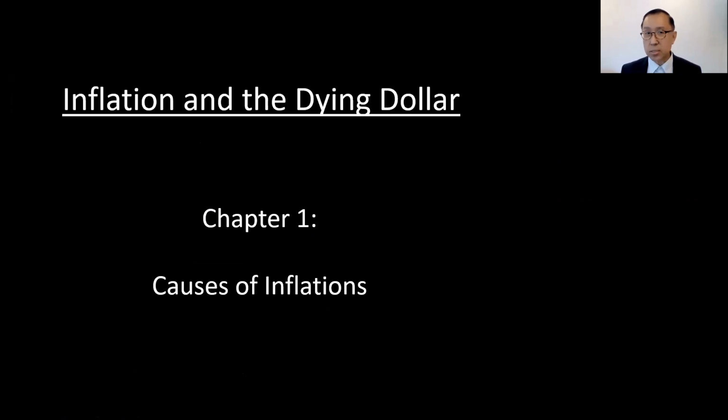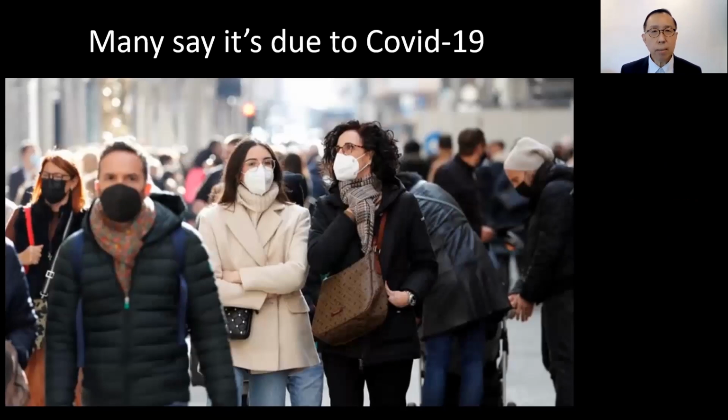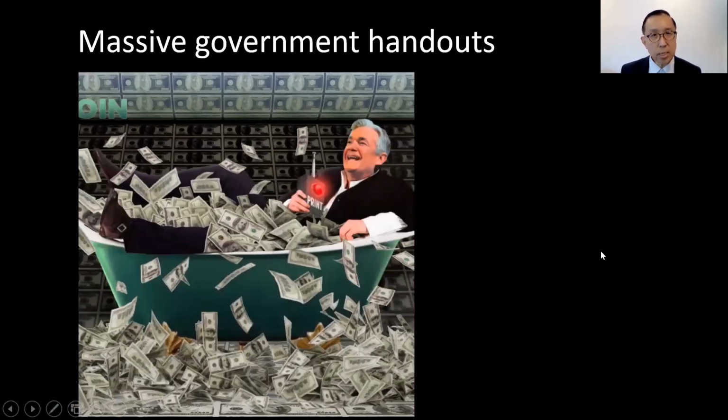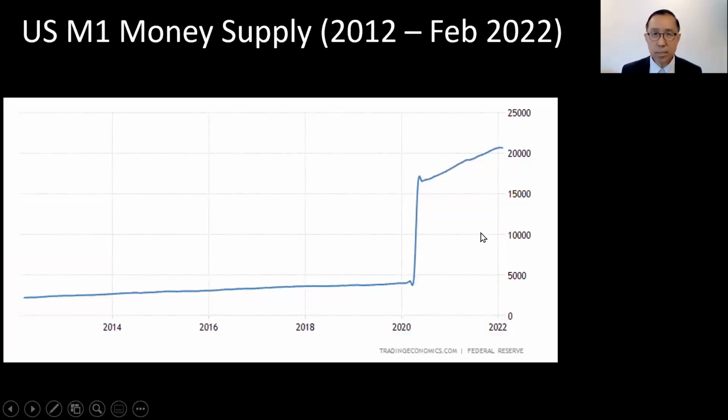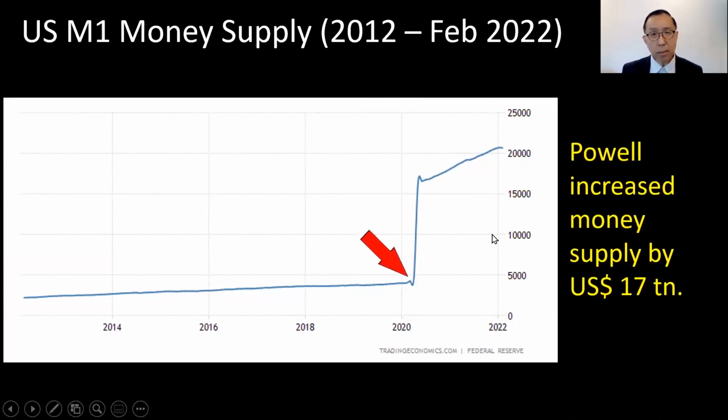The first question is, what are the causes of inflation? Well, for the current one, many say it's due to COVID-19. Of course, there's a lot of truth in that, because during these past 2 years, all the governments of the world have been trying to help its citizens by giving them money, handouts. In the case of the US, Jerome Powell has increased the money supply from below 5 trillion to over 20 trillion. So about $17 trillion was created.